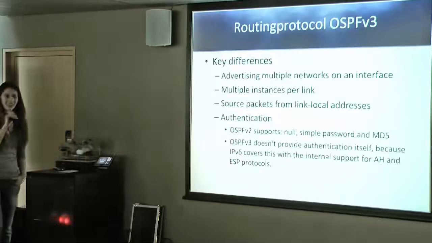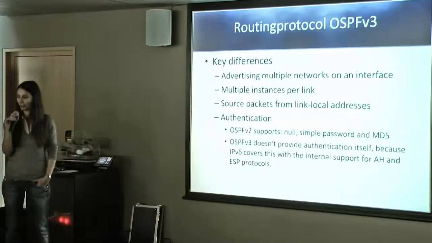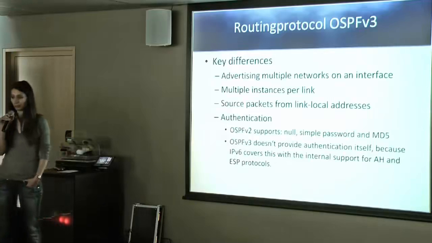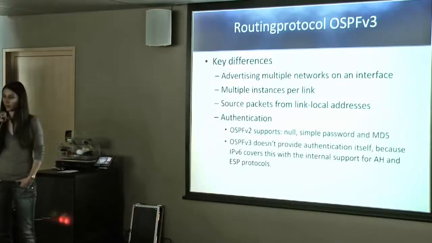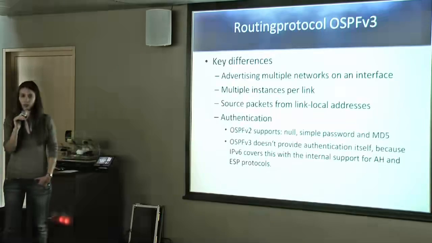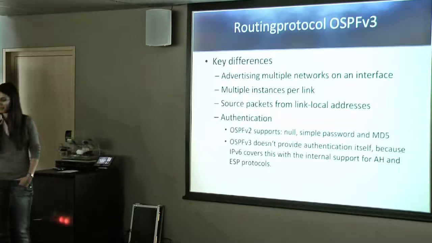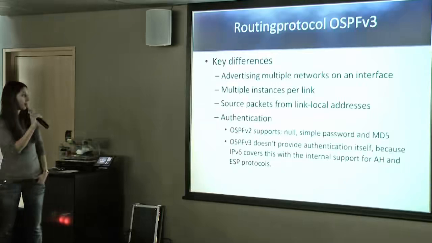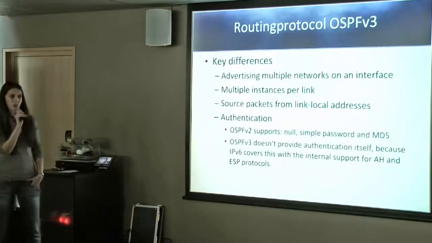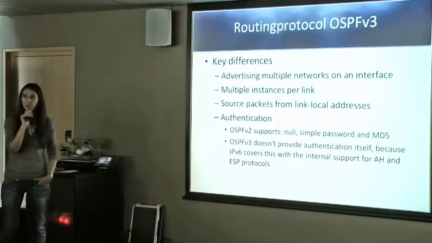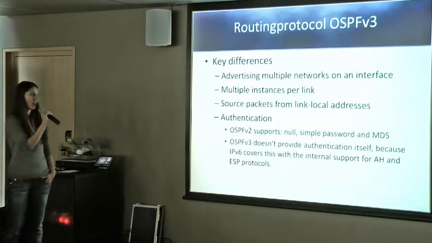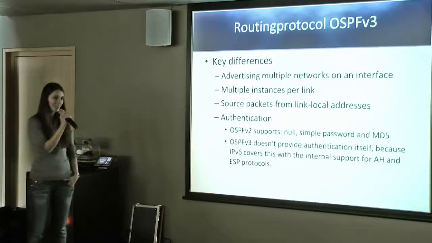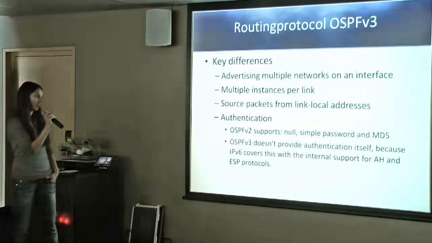Now we come to the routing protocols. We had a look at OSPF version 3. There are many key differences. An interface can have multiple networks configured on it, and this means multiple instances per link. The source of the packet is always the link-local address. And for authentication, you remember OSPF version 2 uses null, simple password and MD5. OSPF version 3 doesn't support any authentication itself. It uses IPsec, which comes with IPv6, and supports the authentication header or ESP protocols.